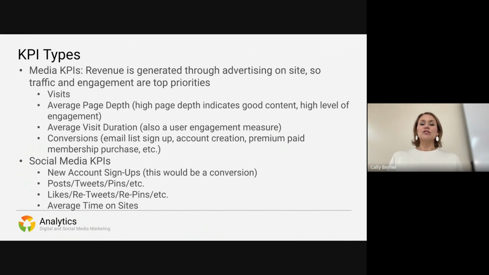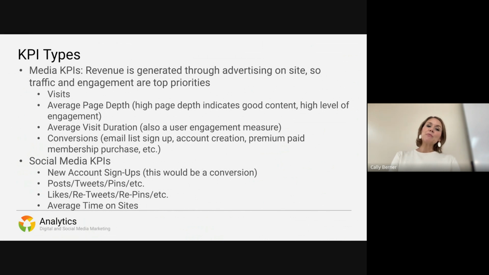And then conversion. So we want people to sign up for our email list. If we're in the media, if we've got that type of site, we want them to sign up for an account with us. We might want them to increase their subscription to a paid subscription, maybe a subscription with no ads. So that's how they might offset the losses for advertising. So there's plenty of sites that I'm sure you can think of that operate with that type of model.